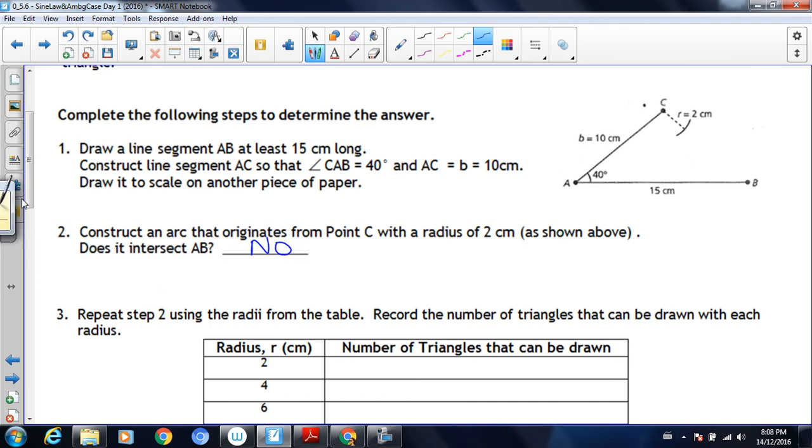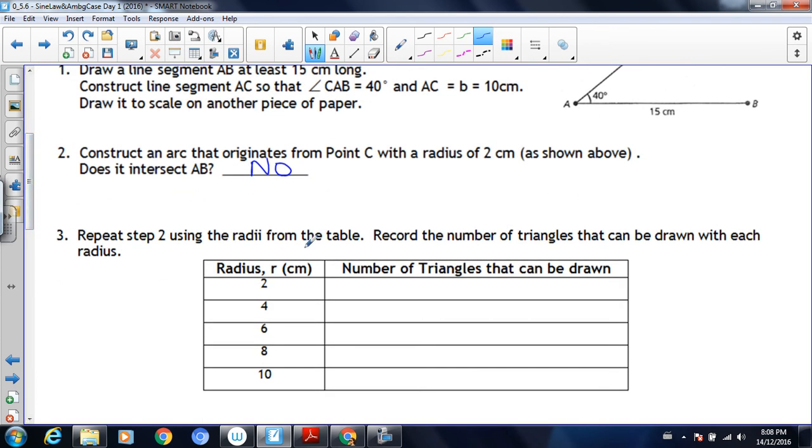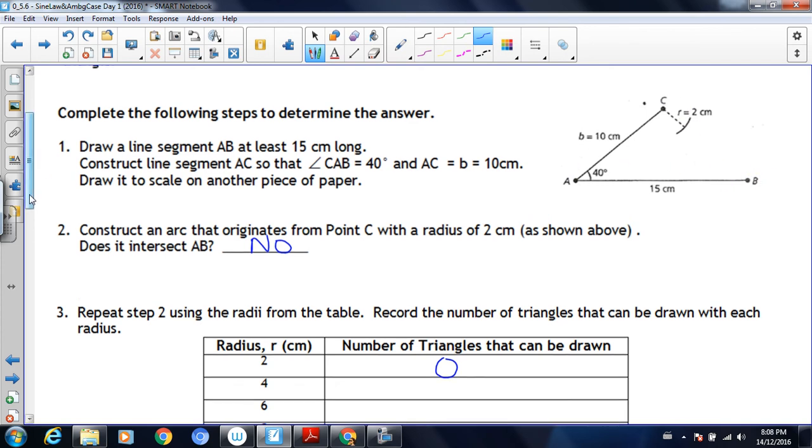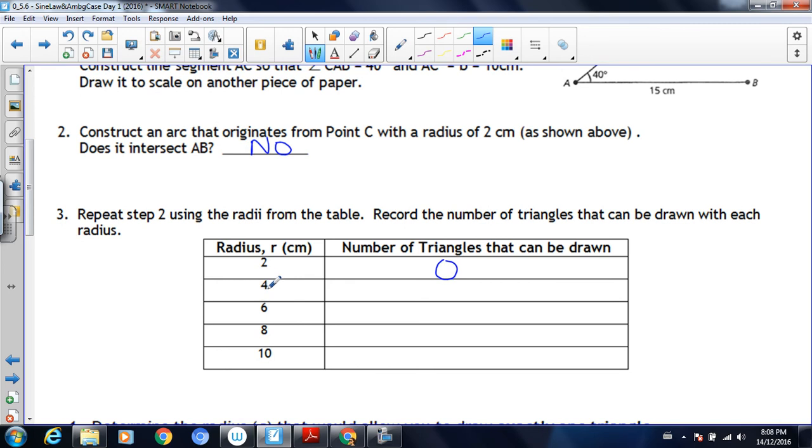Now we are going to repeat step 2 using the radii from the table. So we're going to do the exact same thing we just did where we had a radius of 2 centimeters, and the number of triangles that can be drawn in this case is 0 because this arc did not touch line AB. In order to create a triangle, this piece must touch somewhere along this line. So we're going to do this now with 4 centimeters, 6 centimeters, 8 centimeters, and 10 centimeters.